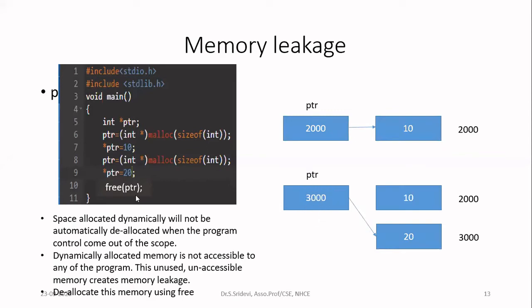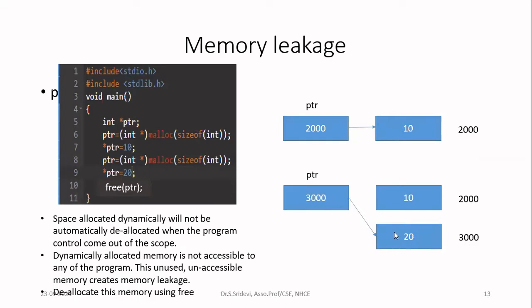Now I am writing star ptr is equal to 20. When I write the statement, first it will go to ptr. Here I have the value 3000. Now I have written star ptr, so I have to go to this address. When I go to the address 3000, there I will be storing the value 20.